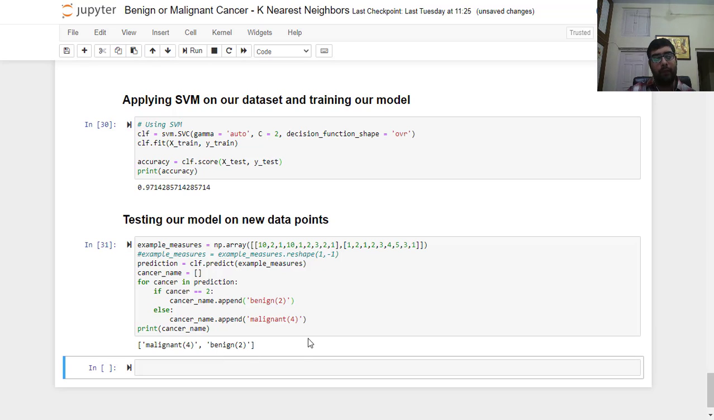Both of them predicted correctly, but in the health sector it is always advisable to use the algorithm with higher accuracy. So I think K-neighbors is a pretty good option to use on our data samples. This was my project on benign and malignant cancer using machine learning algorithms. You can view the code in the given attachment. Thank you.